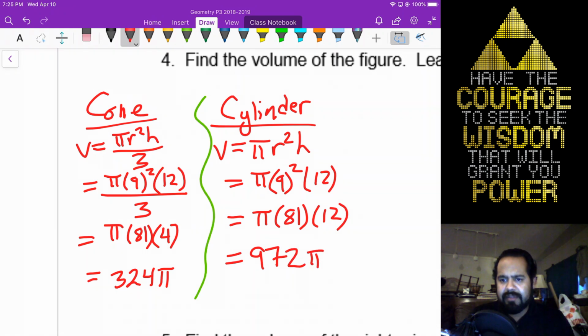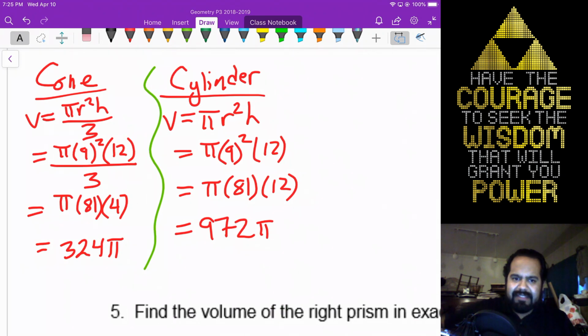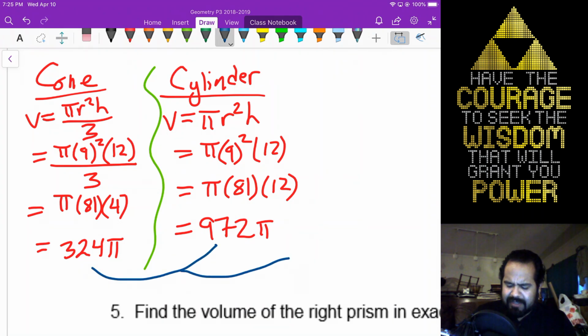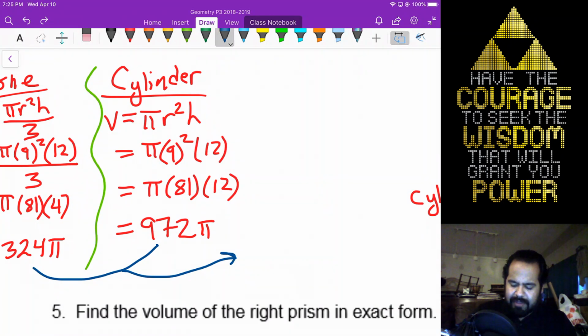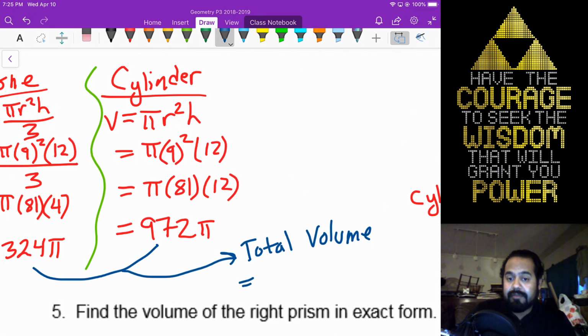Now, one other thing. I'm going to keep pointing out all these mistakes I see while I'm grading your quizzes. You get to something like this, and then you have your work everywhere, and then you're not adding the right numbers together, or you just write one answer. And it makes me sad. We need to add those two together. So we can say our total volume is going to equal 324 plus 972. So that's 1296 pi.